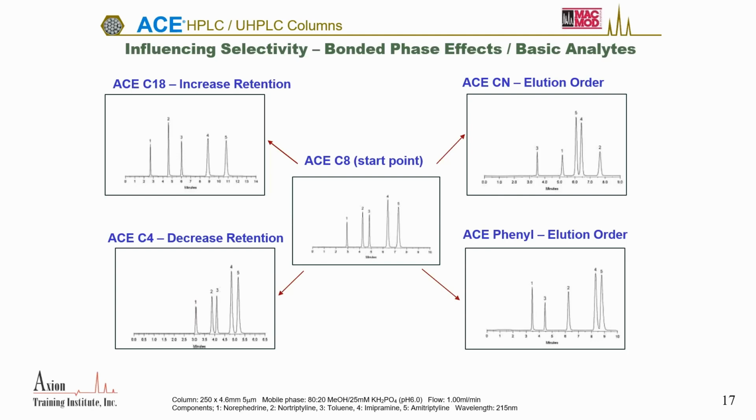Well, if we simply change the length of the carbon chain, if we go from a C8 to a C18, we get the exact same separation, but more of it, right? Same thing, but more retention. We go down to a C4, same order, same thing, but less retention. So changing the length of the chain is not going to change the order of separation, but it will bring peaks in earlier or later. So it's interesting, but there's not much chemistry difference there.